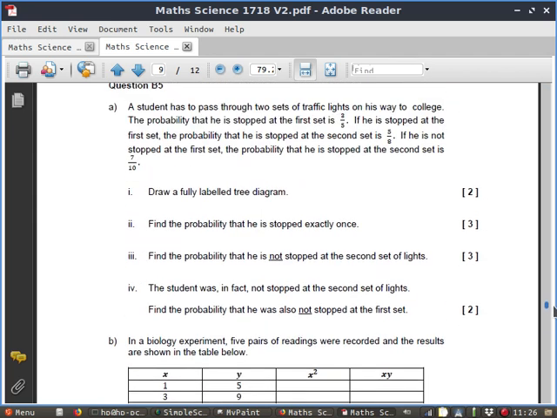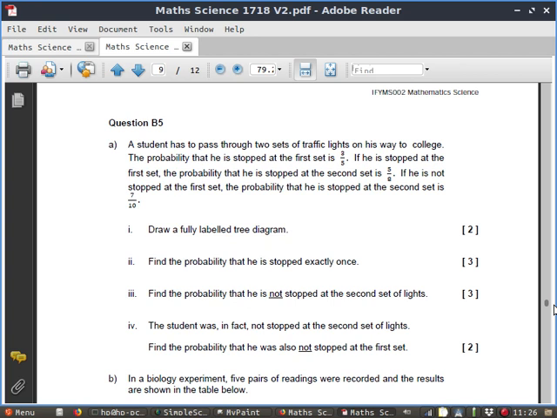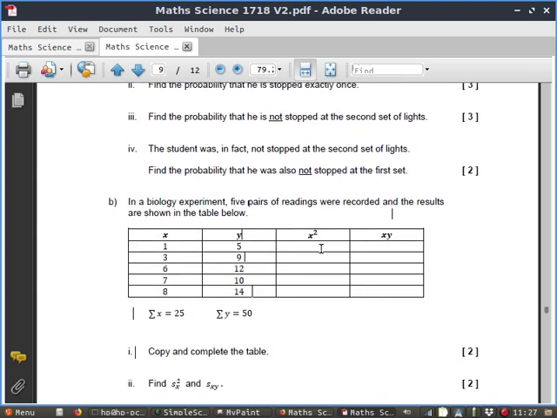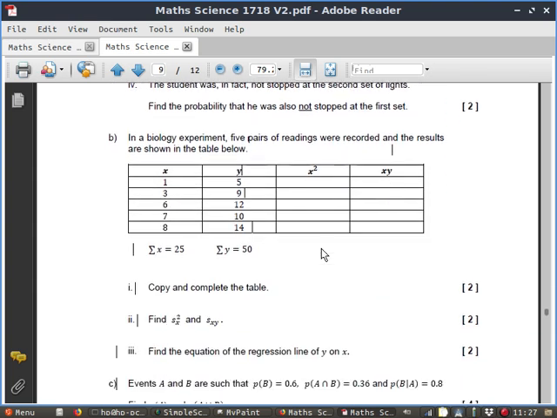Yeah. So in version 2, you should be able to do the question fully. Can you see what it's about? Part A is tree diagrams, probability. And part B, standard deviation. No, part B is they ask you to get the regression line. And part C, Venn diagrams. Can you see that?